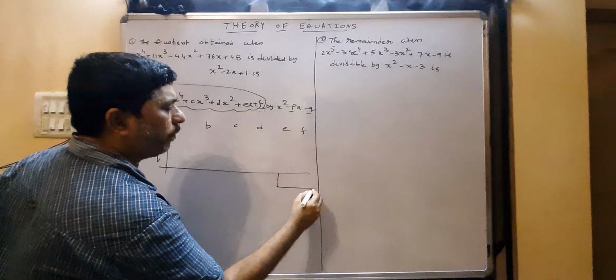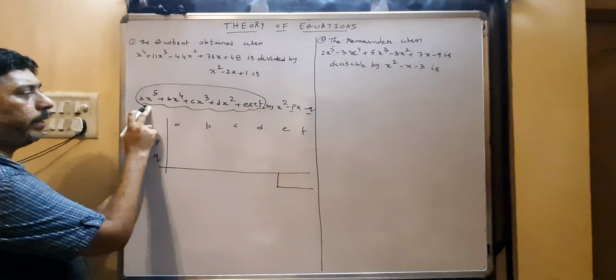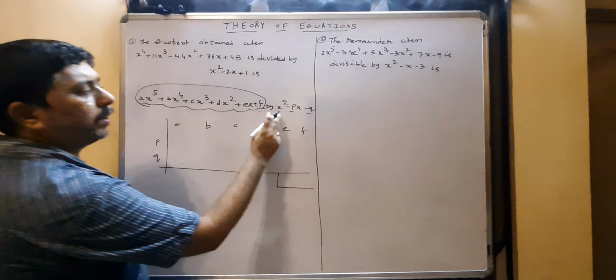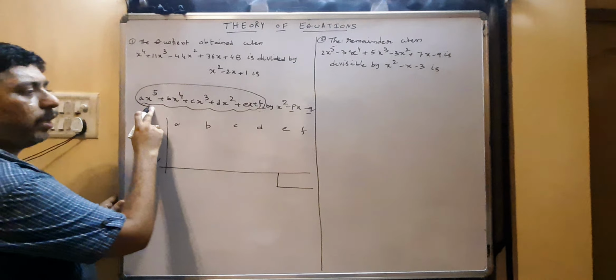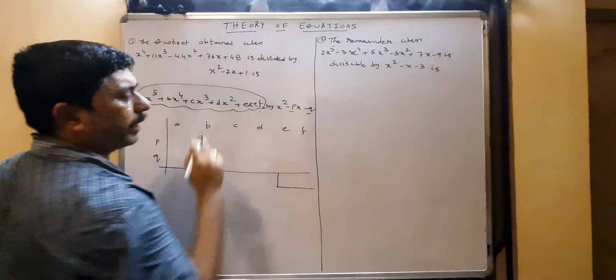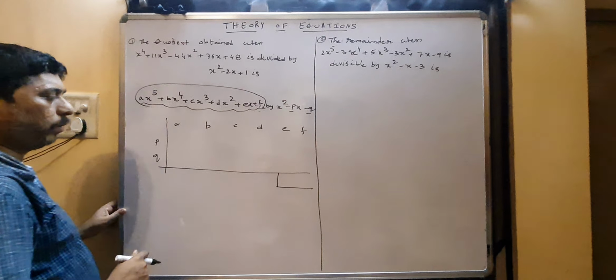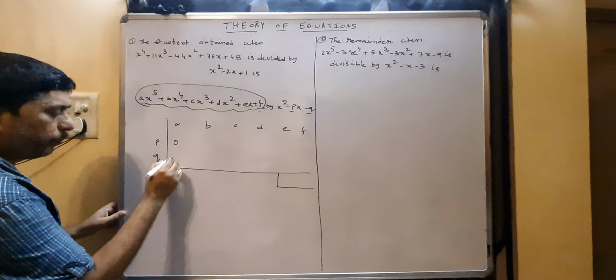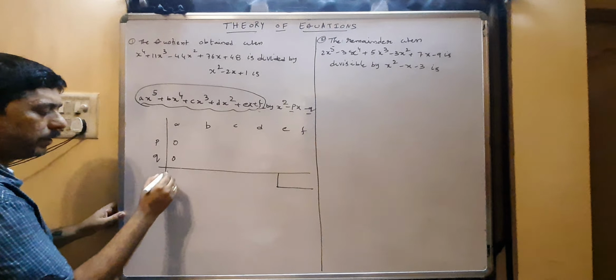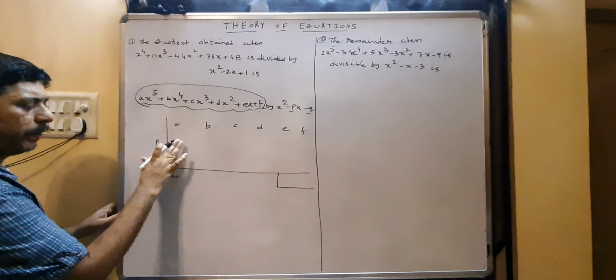Now you are dividing a fifth degree polynomial with a second degree polynomial, so the remainder obviously will be of second degree and the quotient will be of third degree. Allot 0, a plus 0 plus 0 is a. That means it represents the first quotient coefficient.